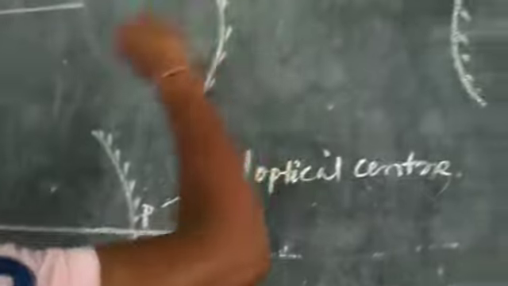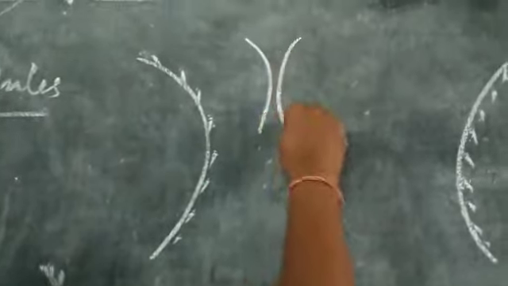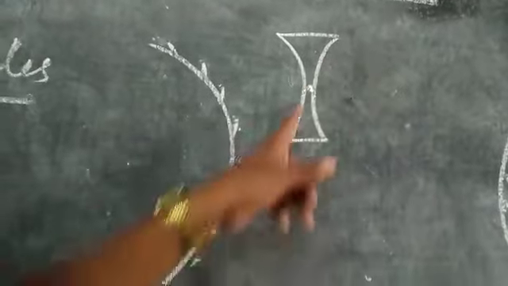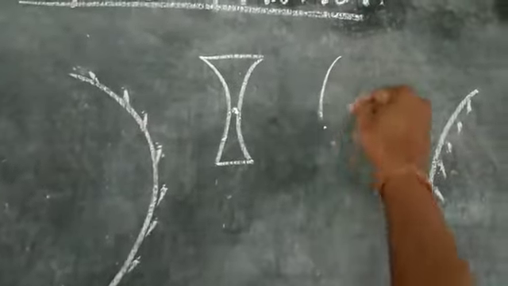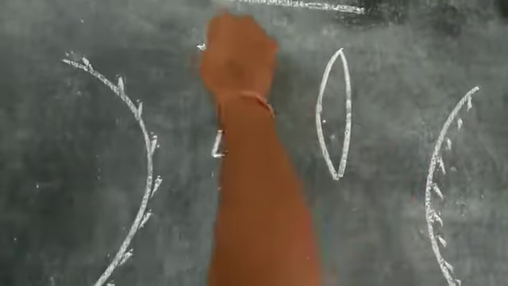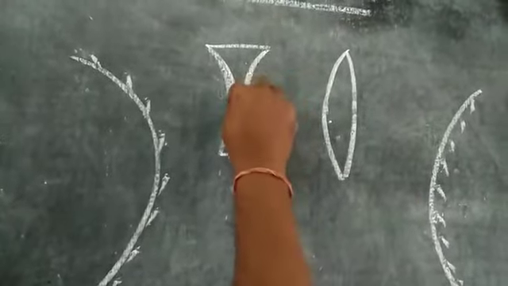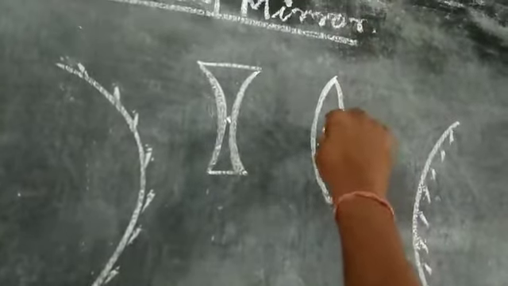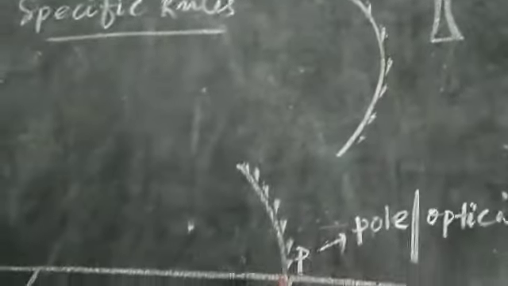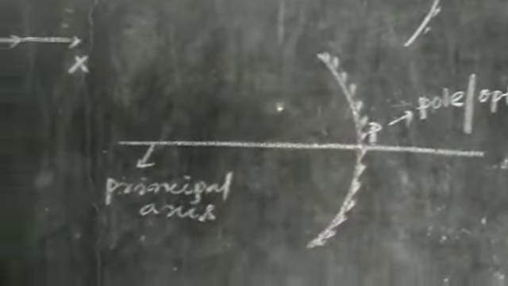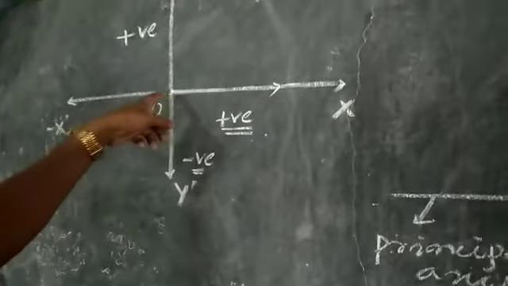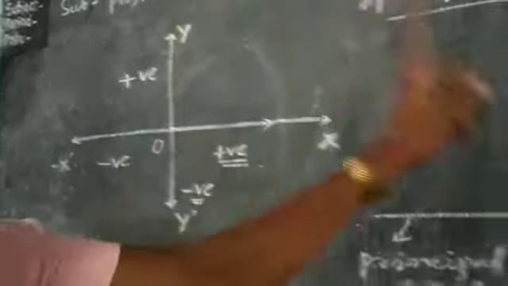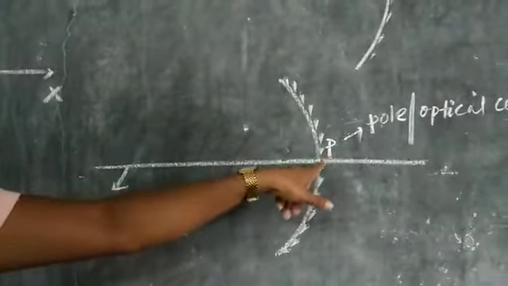Suppose this is the concave mirror like this. Then this point becomes the optical center. For a concave lens, this is the optical center, and for a convex lens, this is also known as the optical center. So this pole is what I have shown here. This is the origin. The origin here is represented by O, but here we represent it by the pole, that is P.